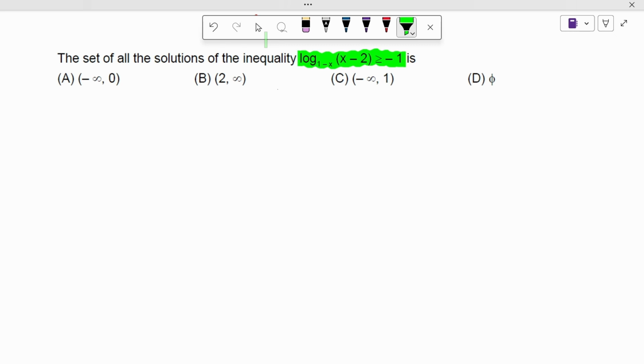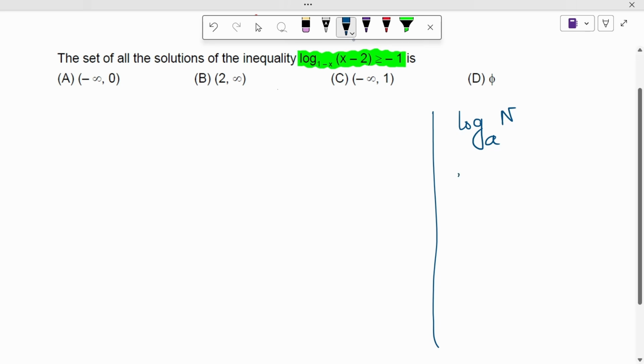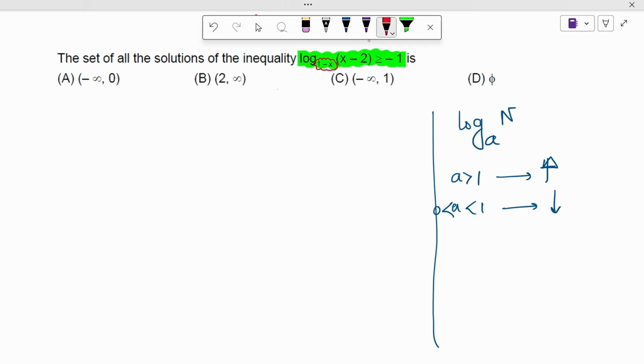Okay. So here there is a log based inequality, and whenever we see a log based inequality, we need to know that if there is a log function and the base is a, there are two conditions that may arise. If a is greater than 1, the function is an increasing function, and if a is less than 1 and greater than 0, the function is a decreasing function. Now here the base is variable, that is 1 minus x. So we need to make cases according to the base.